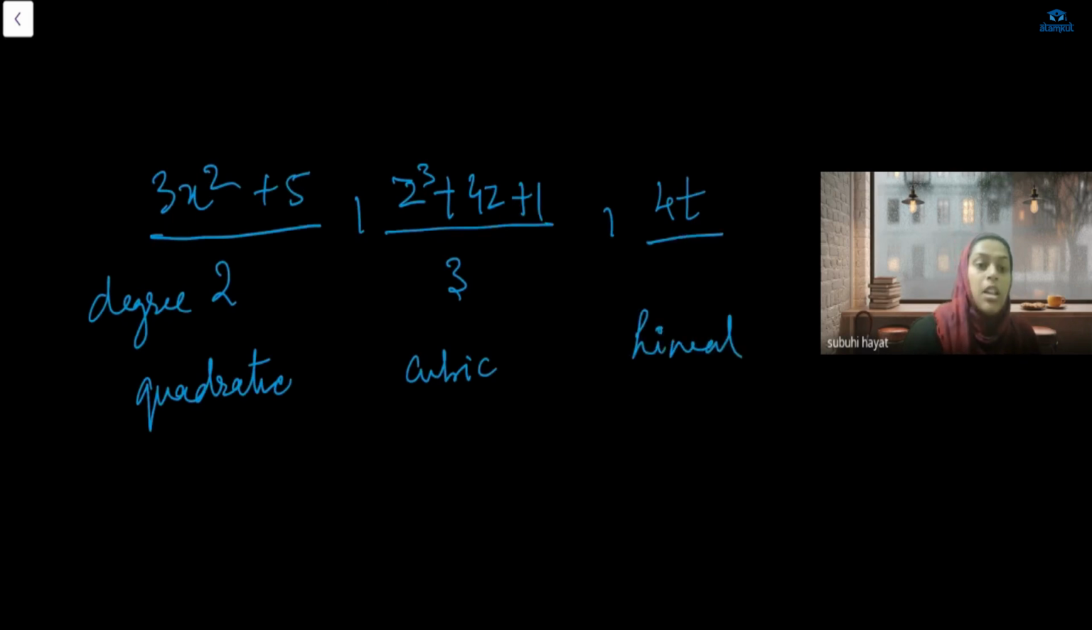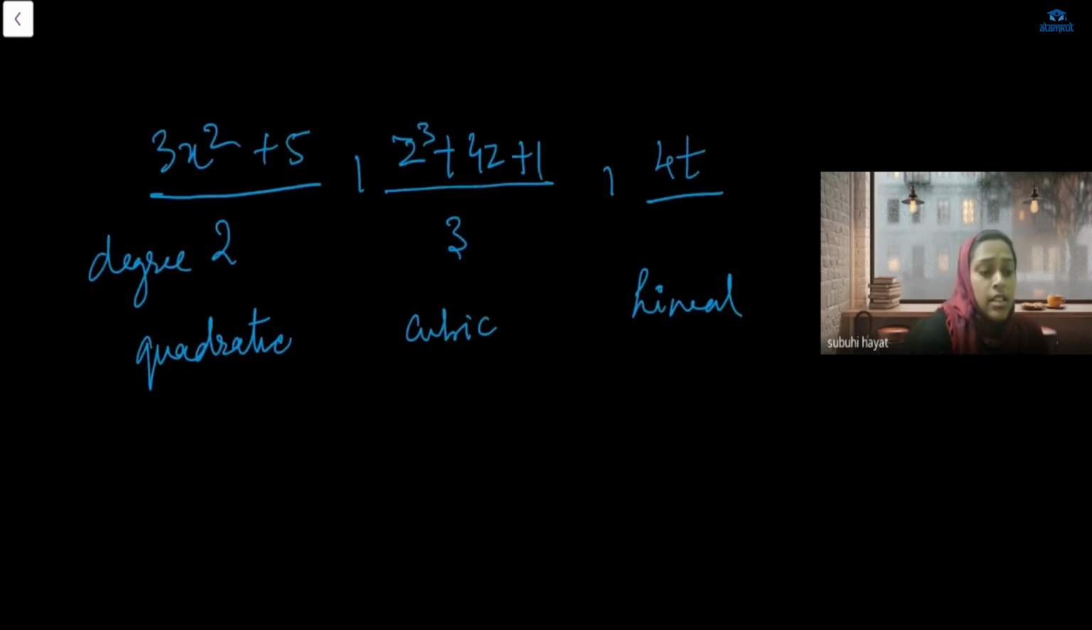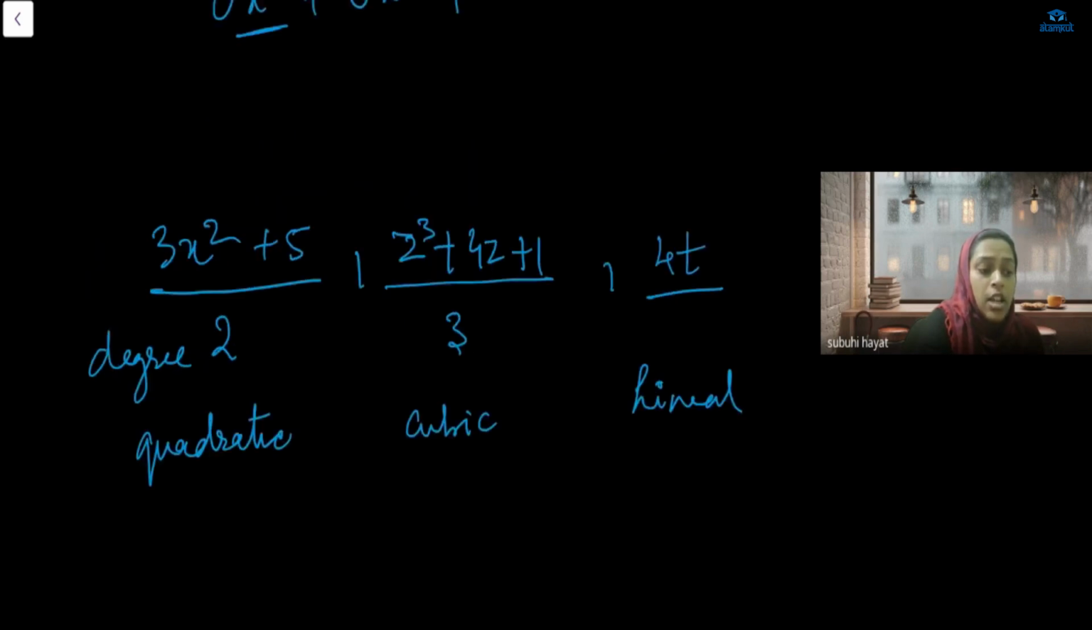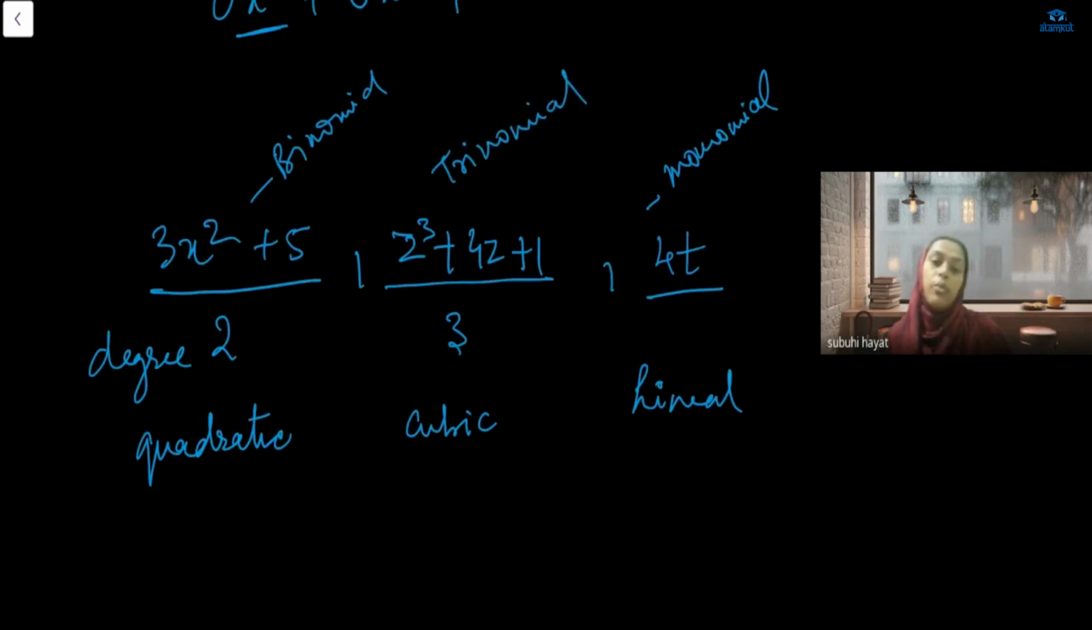Similarly, on the basis of terms, here a single term is there, so it is a monomial. Here two terms are used, so binomial, and here three terms are used, so it is a trinomial. So I think it should be very clear to you how polynomials are classified on the basis of the number of terms and on the basis of degree. Till now I think it's very clear about the polynomial and the classification of polynomials.